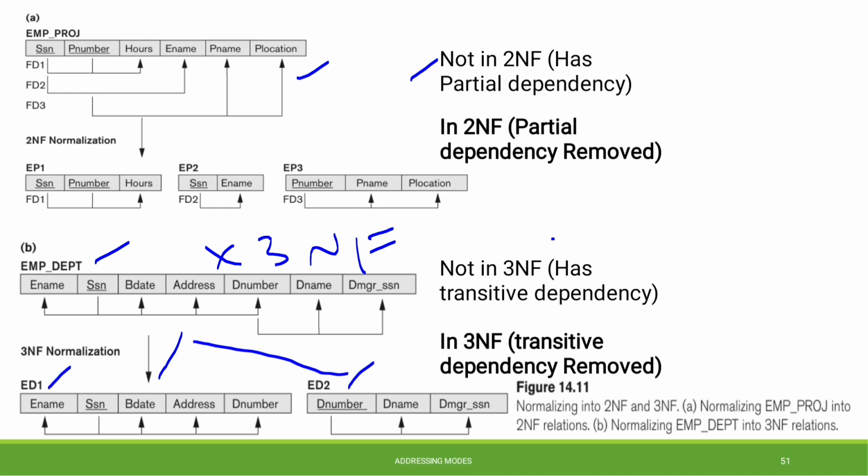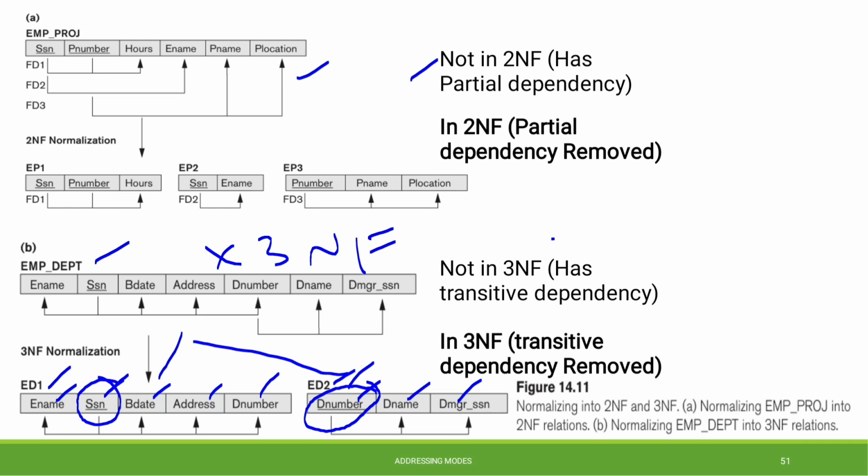In ED1 we have attributes ename, SSN, bdate, address and d number. Here the primary key is SSN, that is the only prime attribute. All remaining non-prime attributes are dependent on this. There is no transitive dependency in this. In ED2, d number is the primary key, that is the only prime attribute. All remaining non-prime attributes are dependent on this.